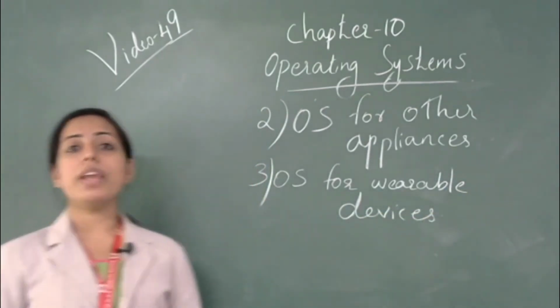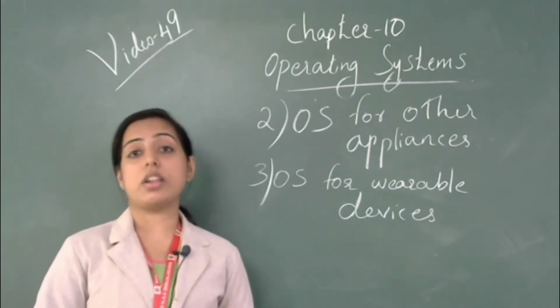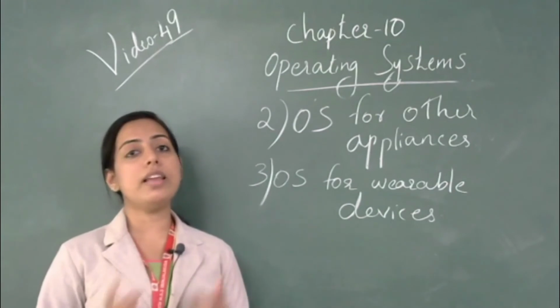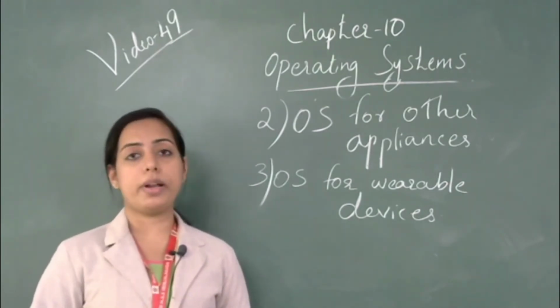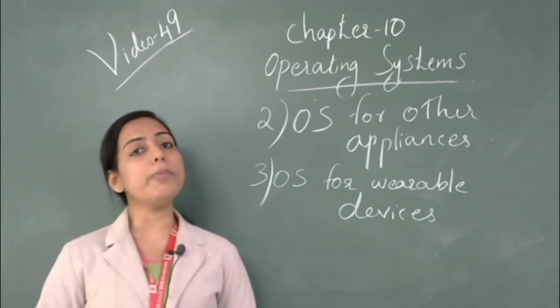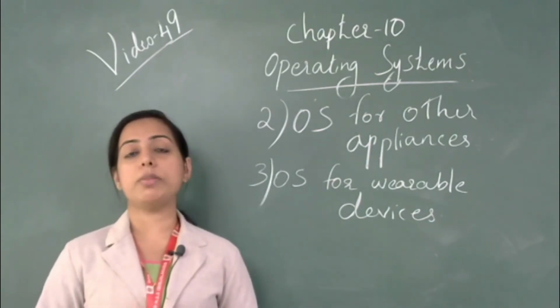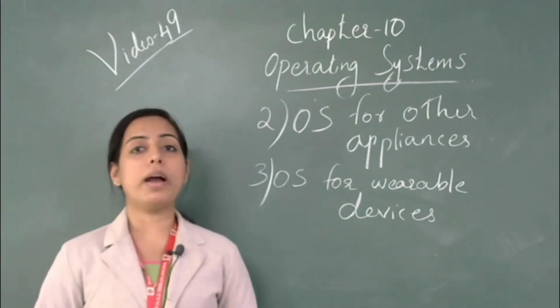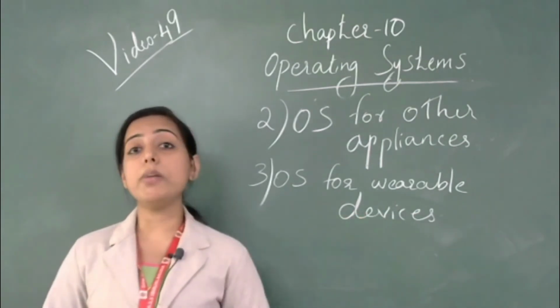So as of now we have discussed what an operating system is, the general structure of an operating system, kernel and shell. Then we discussed free and proprietary operating systems, some classification, what we mean by free and what we mean by proprietary. Then we discussed mobile operating systems, the operating systems used in mobiles. And the last topic is operating systems for wearable devices.